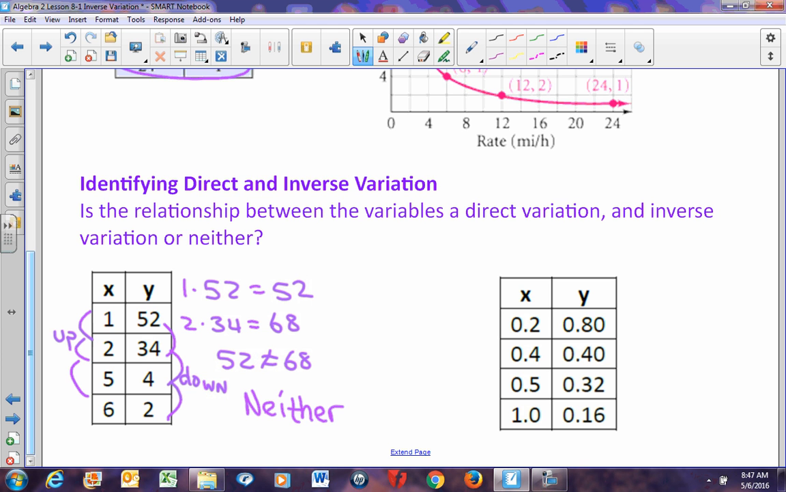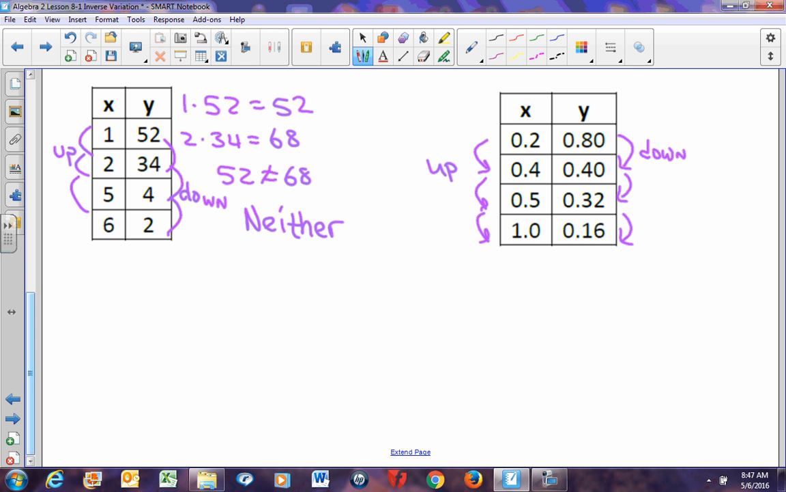Let's look at this second one here. If I look at this, x is increasing. This is going up, this is going up, this is going up. So this is increasing. Y is decreasing, this is going down, this is going down, this is going down. So now I'll look and see if they have a correlation here.